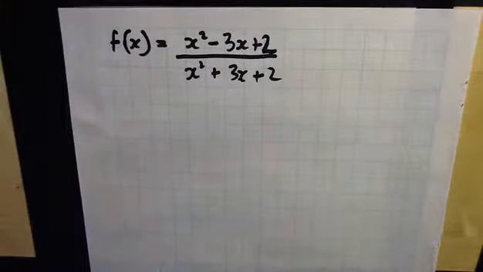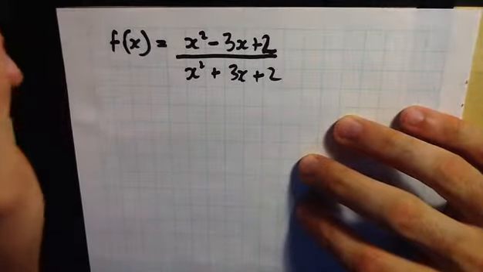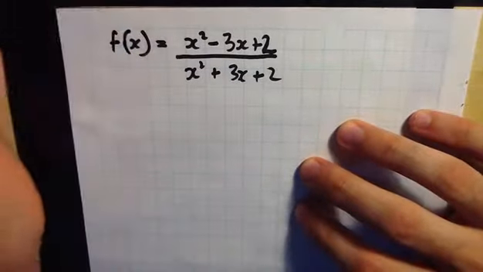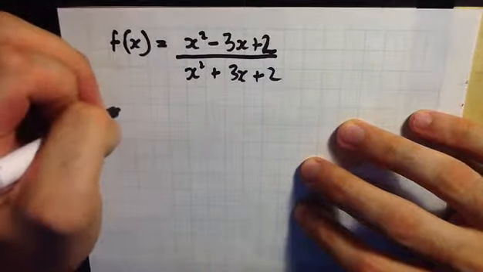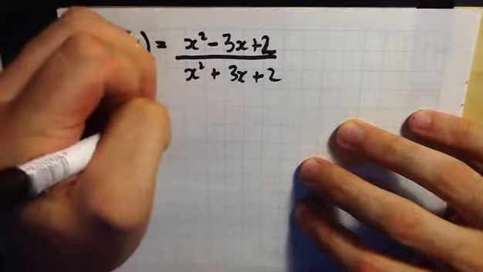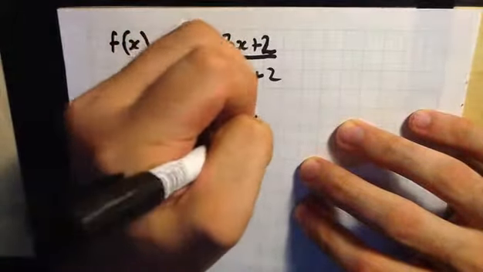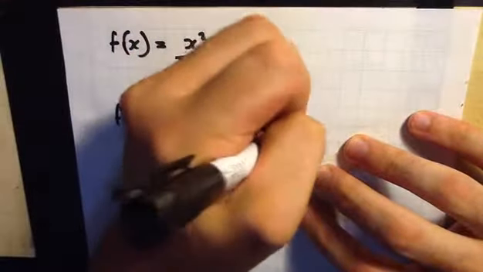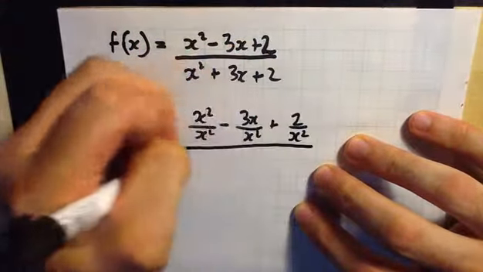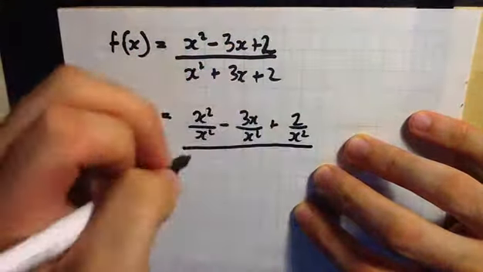Okay, so when we have a function of the form a quadratic divided by a quadratic, we can find the horizontal asymptote by dividing every term by x squared. So I'll divide: x squared divided by x squared, minus 3x divided by x squared, plus 2 divided by x squared, all over x squared divided by x squared, plus 3x divided by x squared, plus 2 divided by x squared.